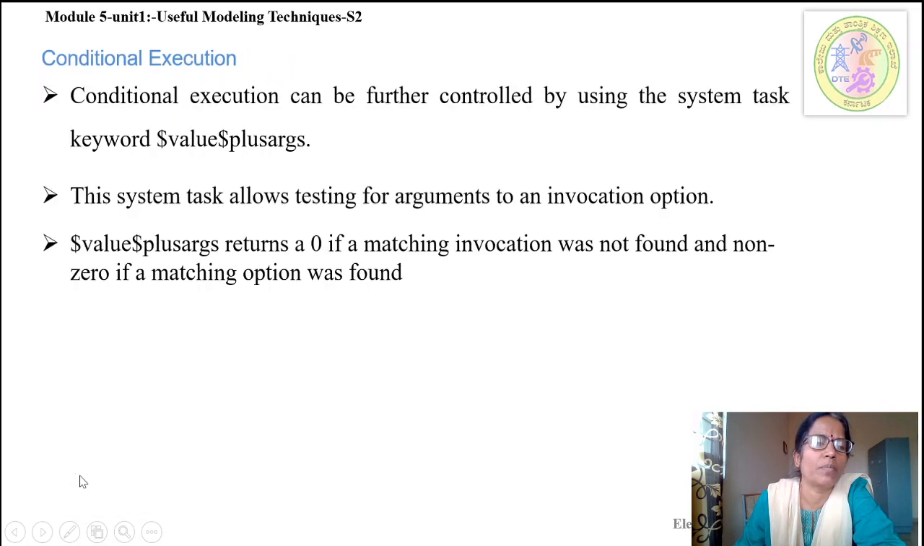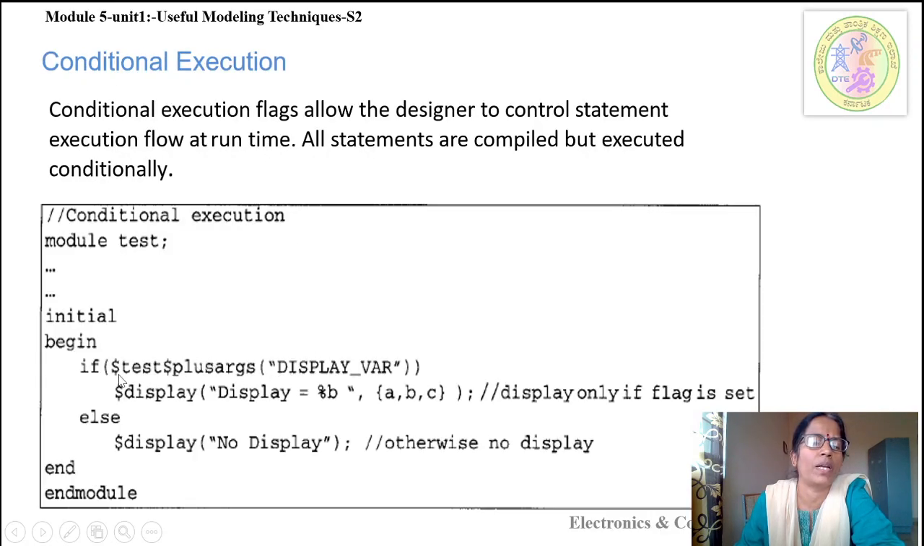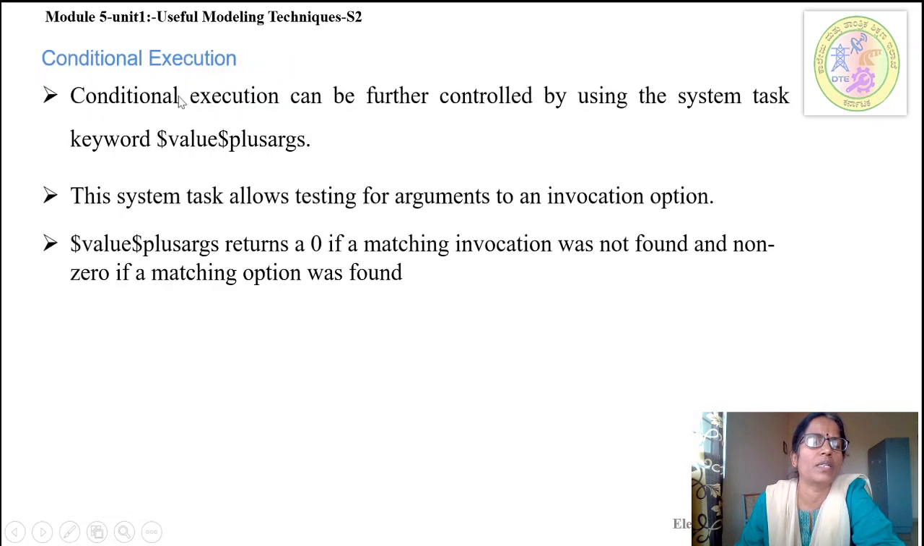It is another example. Here conditional execution can be further controlled by using the system task keyword $value$plus$args. Here we are also using $test$plus$args, and another keyword, $value$plus$args. This system task allows testing for arguments to an invocation option.